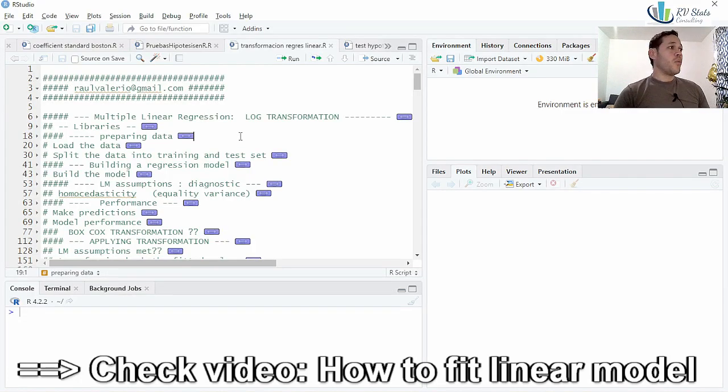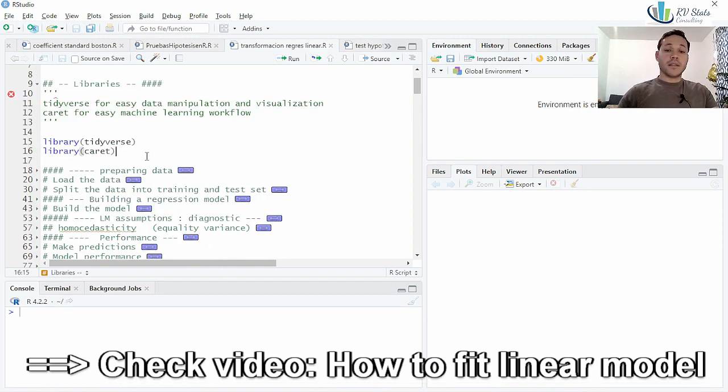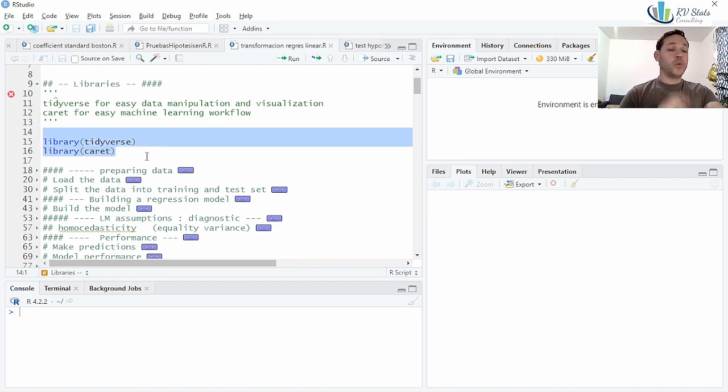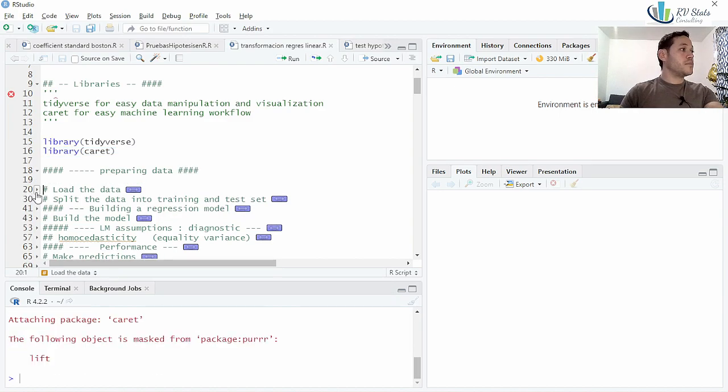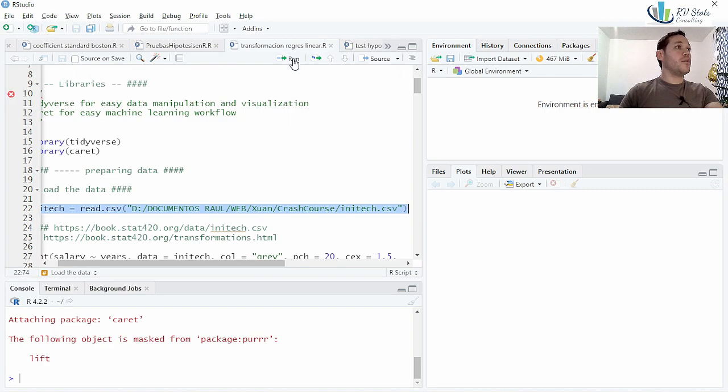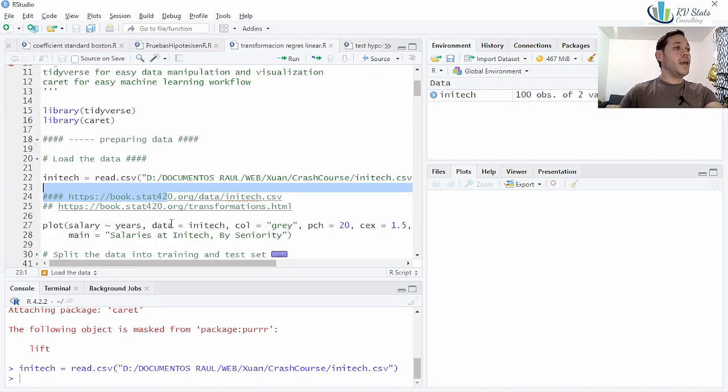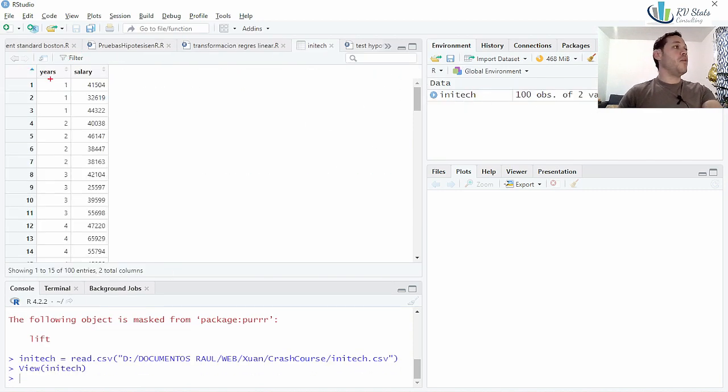As mentioned before, we're going to learn how to apply Box Cox for different situations. First, you have to fit a linear model. In this case, we're going to talk about two important libraries for speeding up our process: tidyverse for data manipulation, as well as caret for building better machine learning models. You can see the data we have here, and you can see how many columns we have.